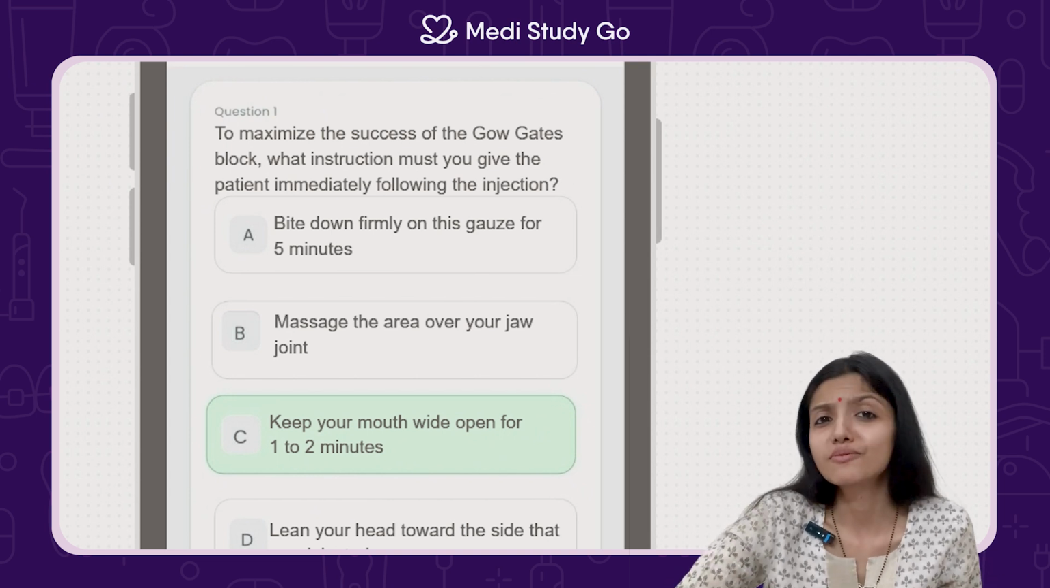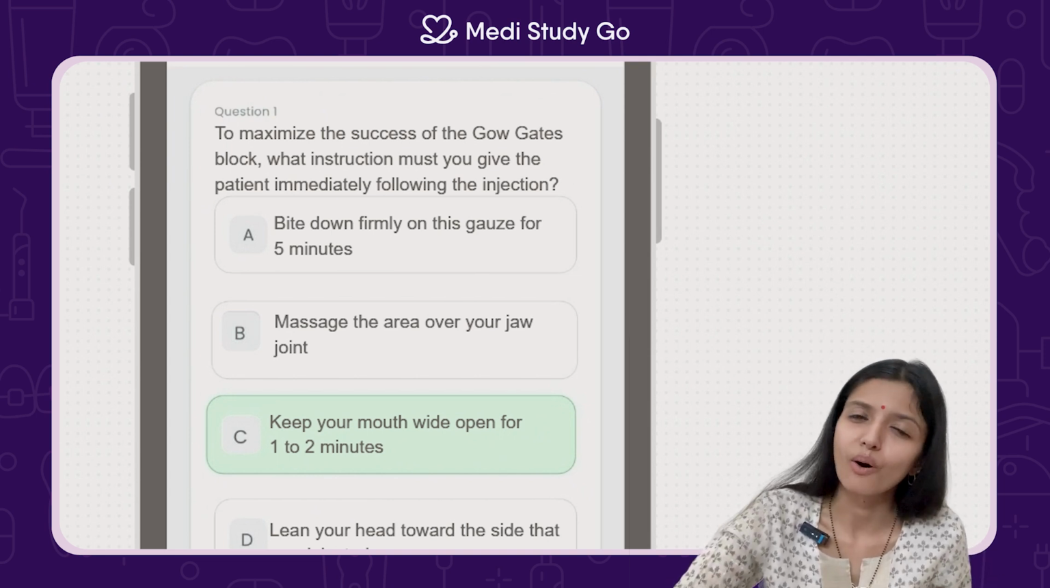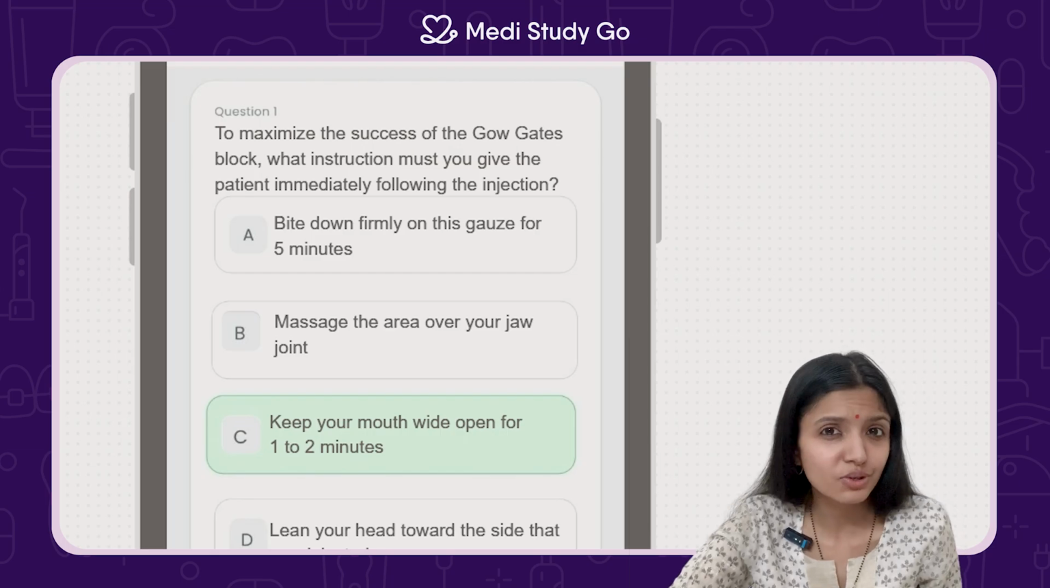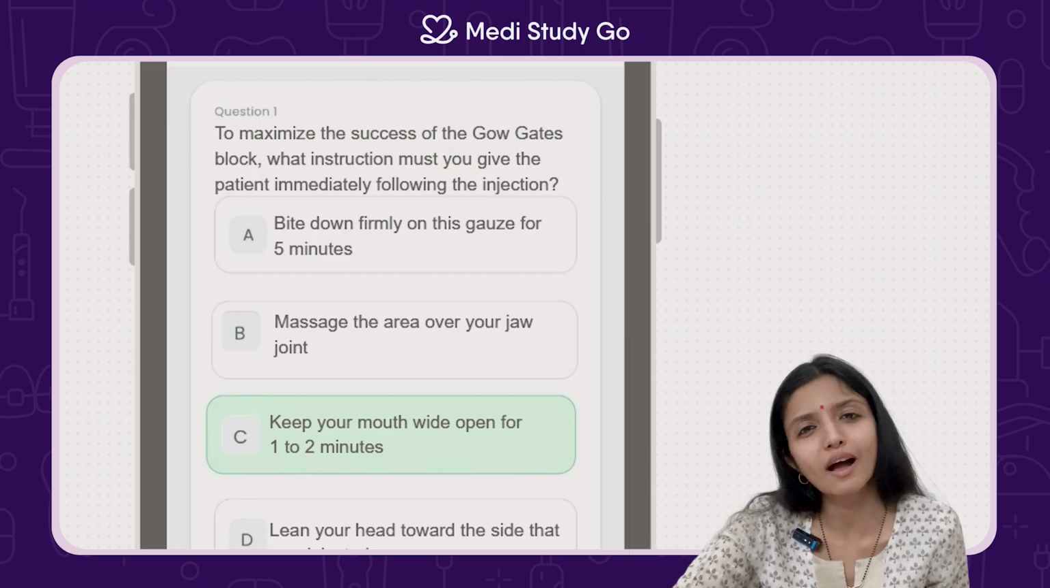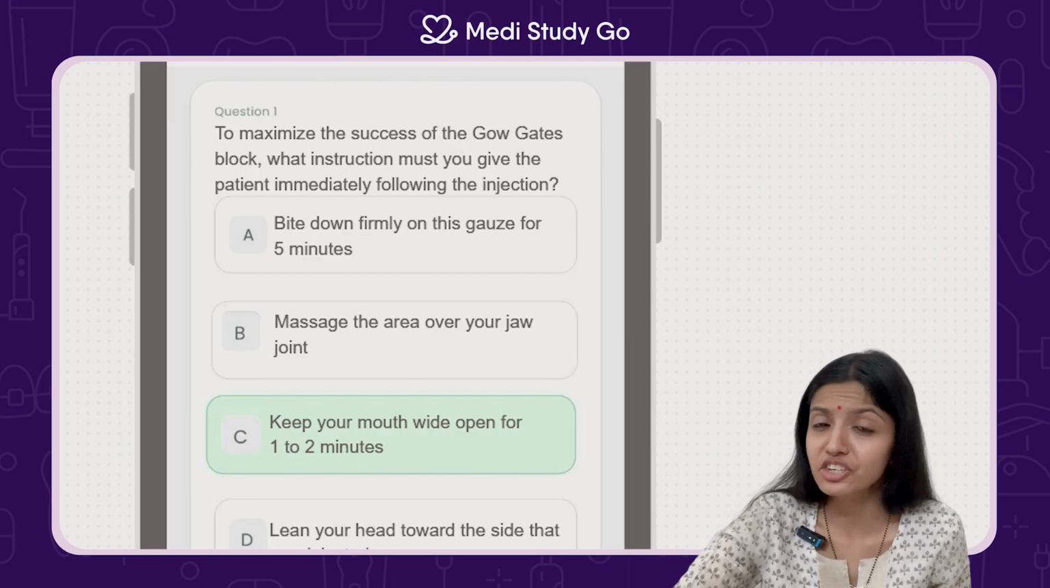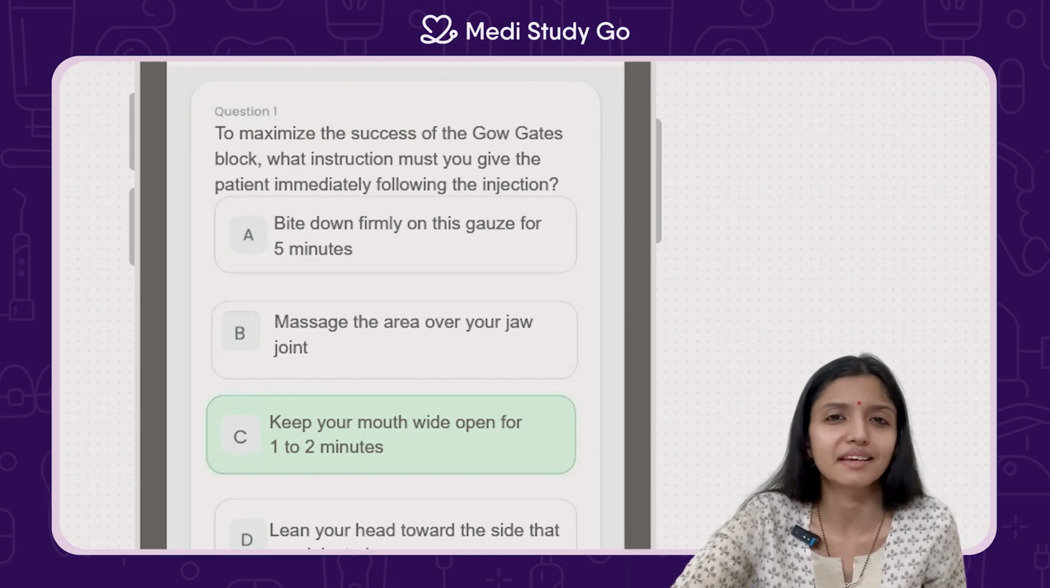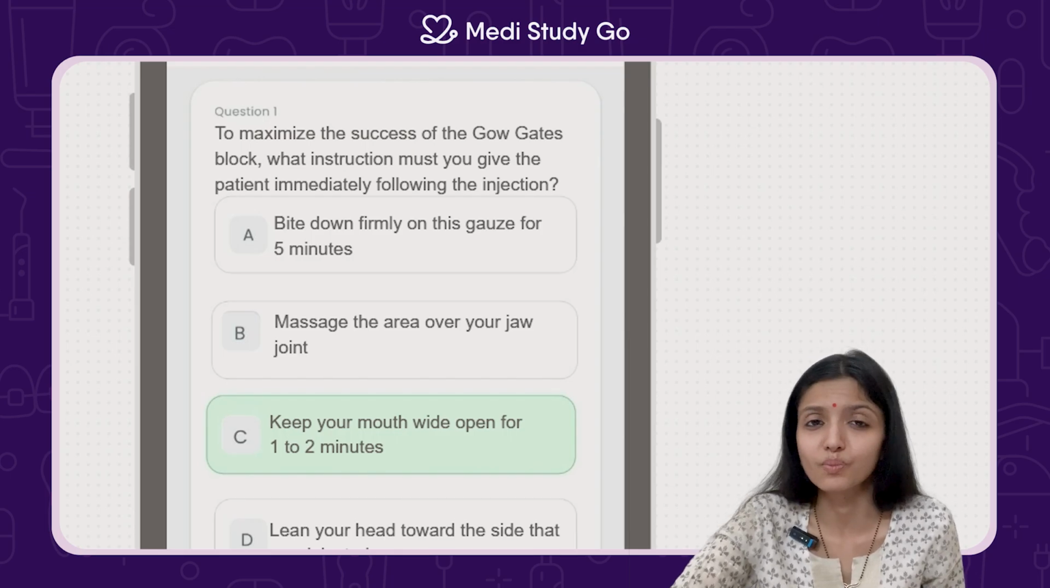So that's about it for today's class on your Gow-Gates technique. I hope you understood the technique, and next time when you have a patient in whom conventional IANB is not working, you will definitely try out the Gow-Gates technique as explained in today's video.